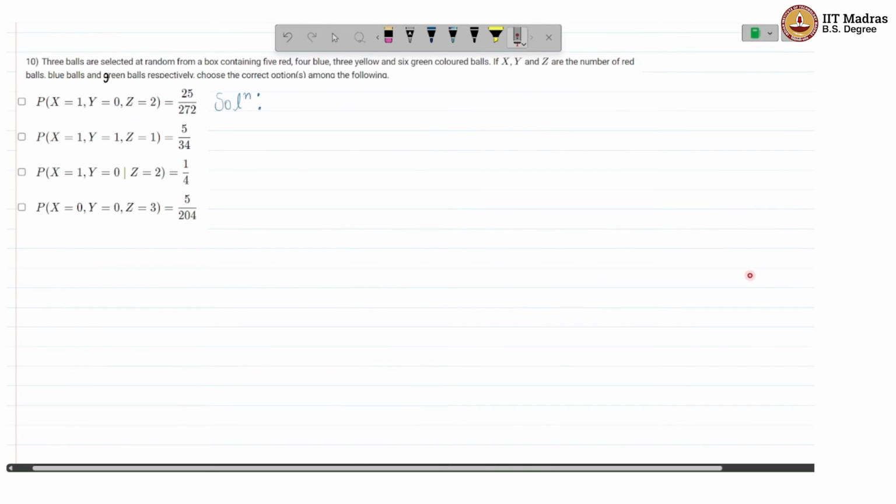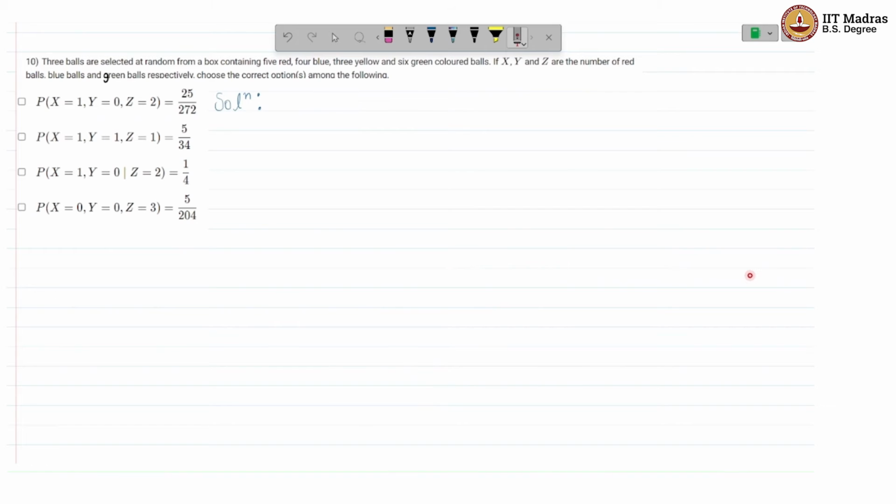Now coming to question number 10. Question number 10 says that three balls are selected at random from a box containing 5 red, 4 blue, 3 yellow and 6 green colored balls. If X, Y and Z are the number of red balls, blue balls, green balls respectively, choose the correct options among the following. So here we are given the options. So let us go through the options one by one.